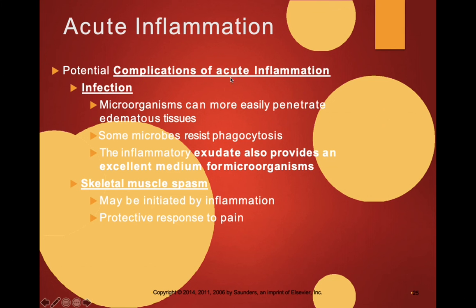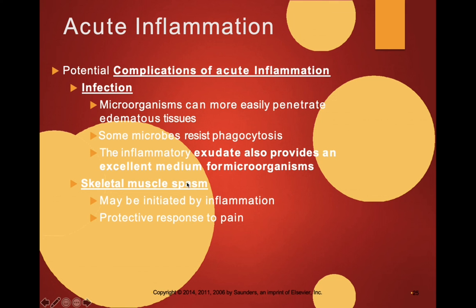What are the potential complications of acute inflammation? Well, infection, right? Microorganisms can more easily penetrate edematous tissue, which means swollen tissue. Why? Because the capillaries are very leaky, so things can enter and leave with much more ease. Some microbes can resist phagocytosis, and the inflammatory exudate also provides an excellent medium for microorganisms.